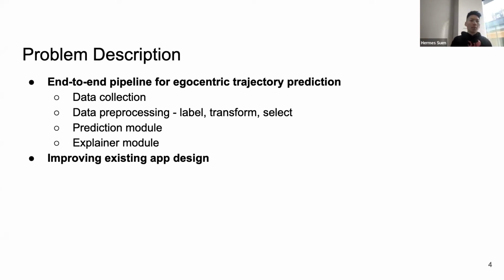The general problem description can be divided into two main problems. The first problem is creating an end-to-end pipeline for egocentric trajectory prediction. This will cover having a data collection module, performing data preprocessing, and then doing prediction and explanations. The second problem that we want to tackle is to improve upon the existing app design and make it much more user-friendly so that people can use it to collect data for our mobile application.